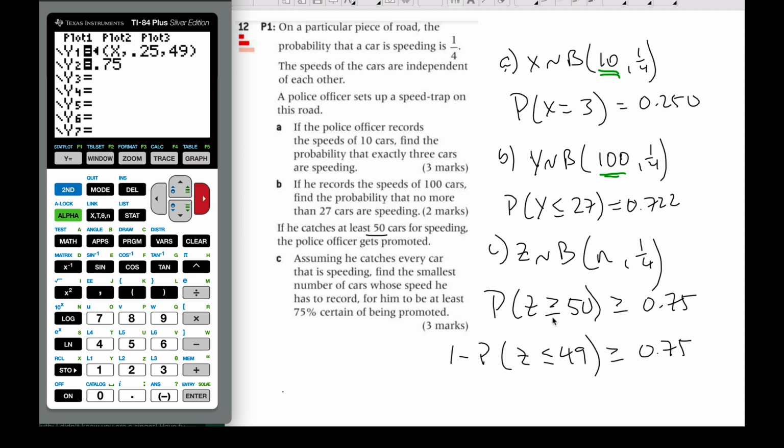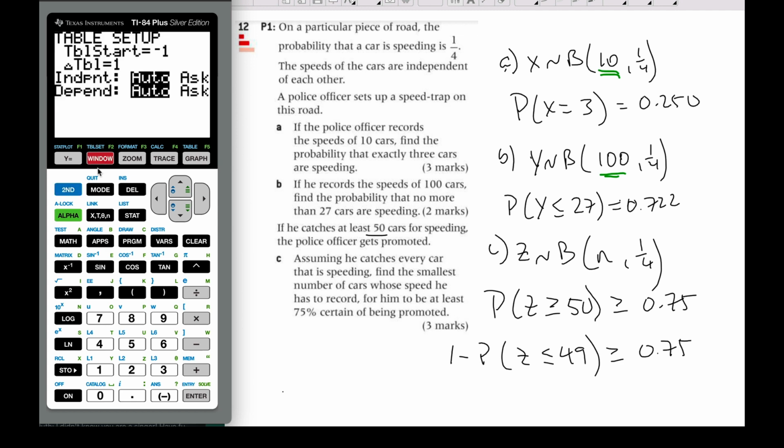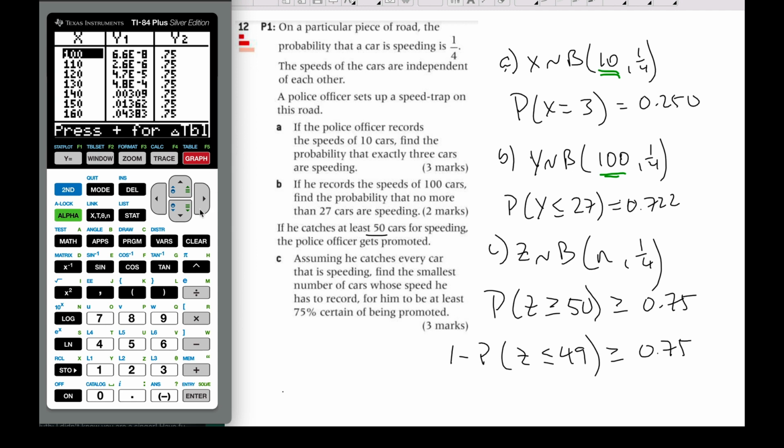Because this is discrete, I have to actually look at my table. And if I go to table set, it's starting at 1. Well, I know that more than 50 cars, 75, so I know let's start at 100. And let's go by tens to get a sense of where we're going. Okay, and if I go at my table, it's going to start at 100, it's going to go by tens.